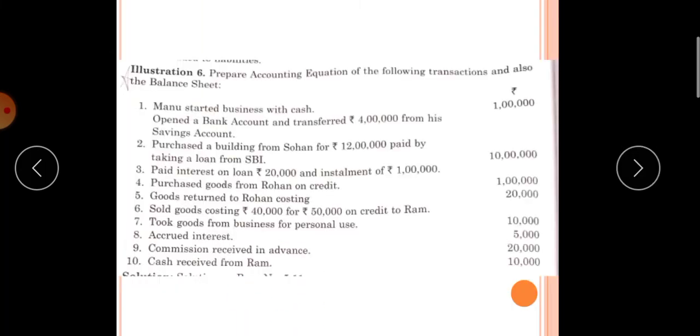Now read the question carefully. Try to keep the transactions in mind. Try to keep the values in mind. Don't try to look into the question every now and then. Try to remember the transactions.